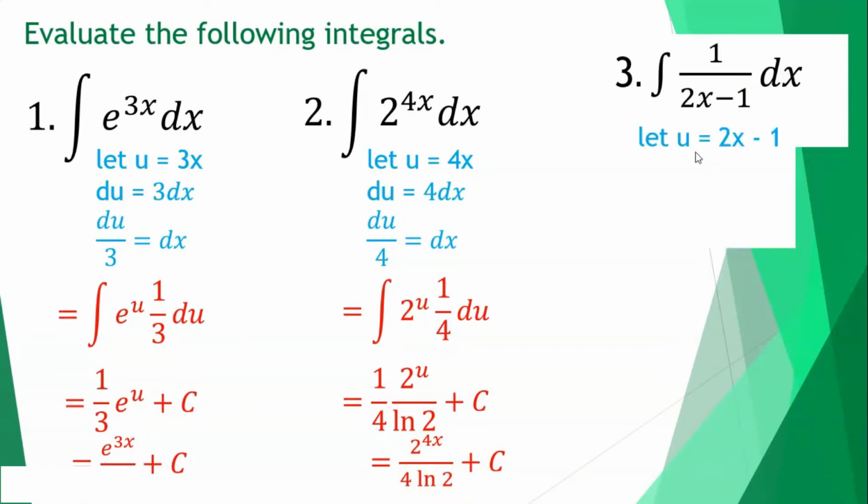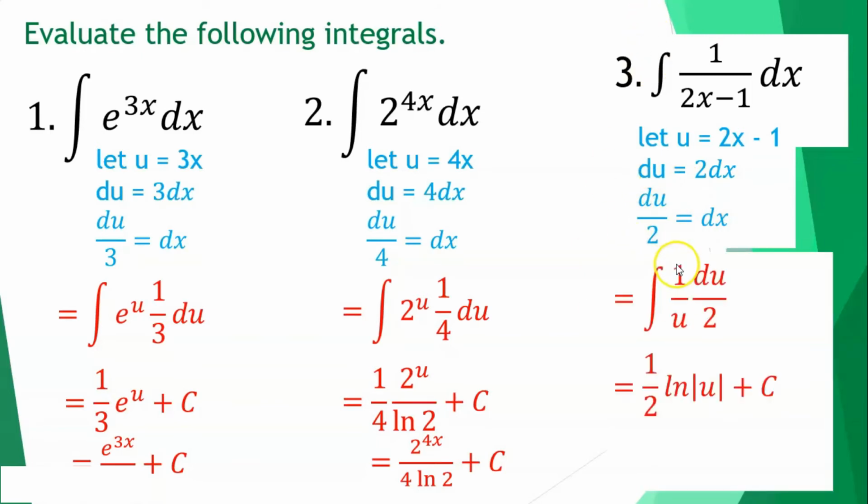Another. In here, let's have u as 2x minus 1. The derivative of u is du, the derivative of 2x is 2 dx. So divide the entire equation by 2. So dx here would be du over 2.